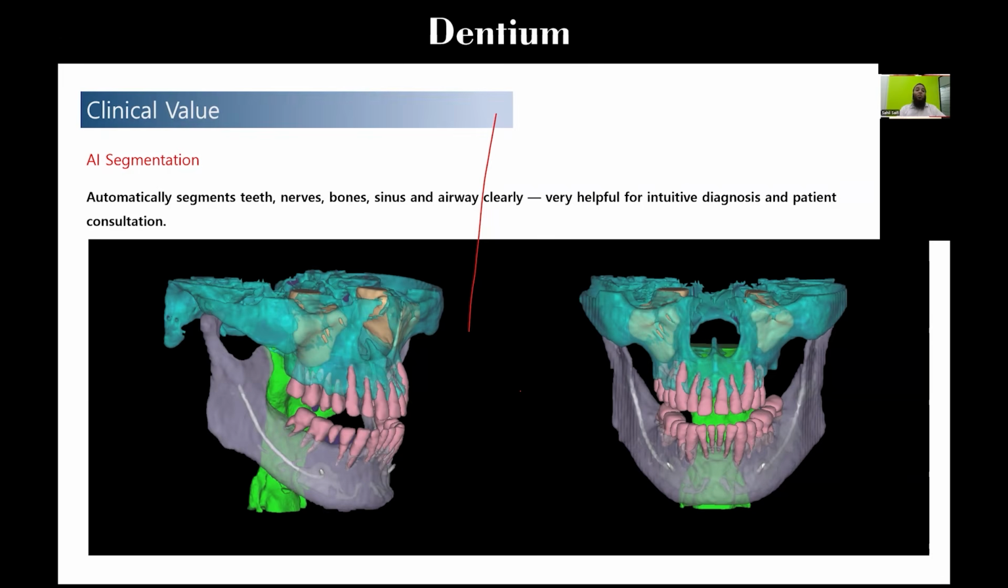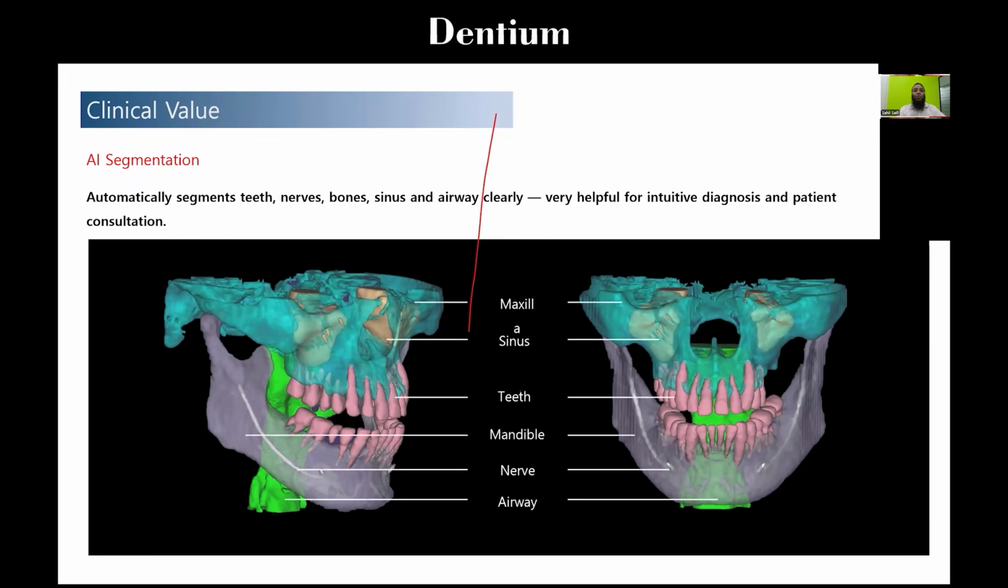anatomy. We can segment it like maxilla, mandible, teeth, the nerve canal, the sinus. These things can be segmented with the help of AI. We just have to click and see. I'll show how it works. See, you can check. We can segment the maxilla, the teeth, the mandible, the nerve canal, the airway as well. And it comes with different colors to understand it clearly.